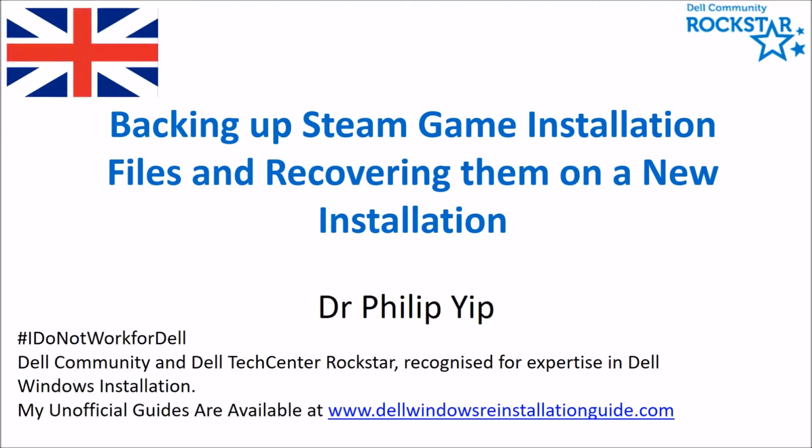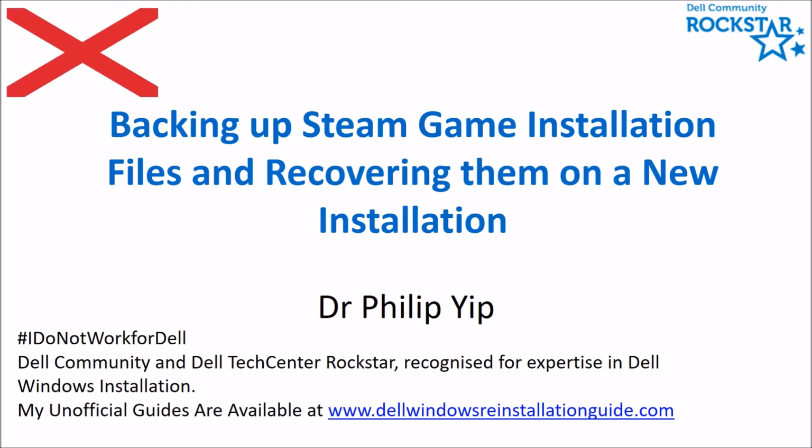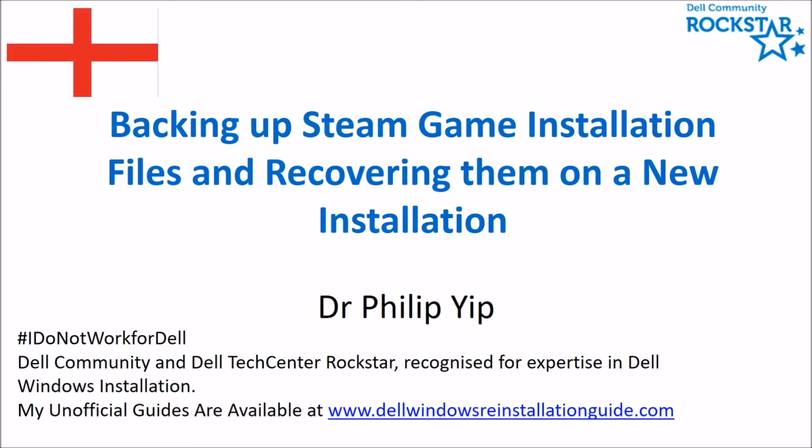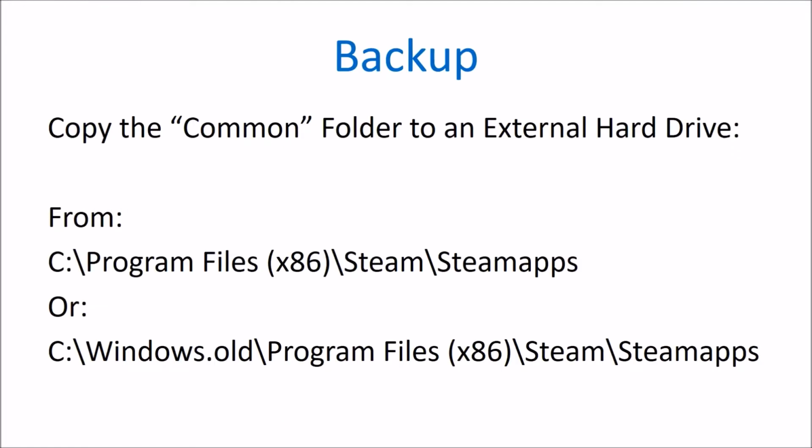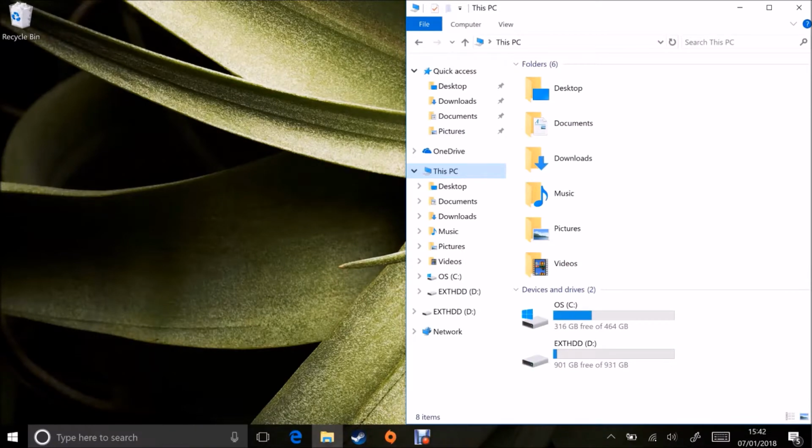I'm going to demonstrate the backing up of Steam game installation files and a later recovery of them on a clean Windows installation. The first thing we need to do is find the common folder which contains the game installation files. This is typically found in C, Program Files, x86, Steam, or Steam Apps. If you've got a Windows.old installation, check for Program Files x86, Steam, and then Steam Apps.